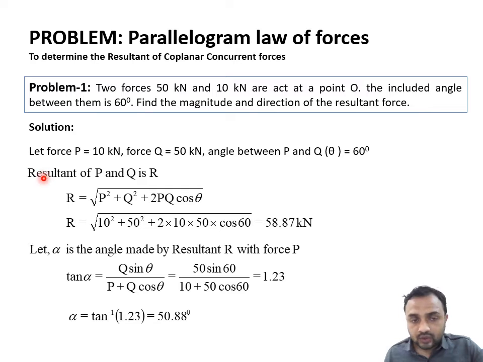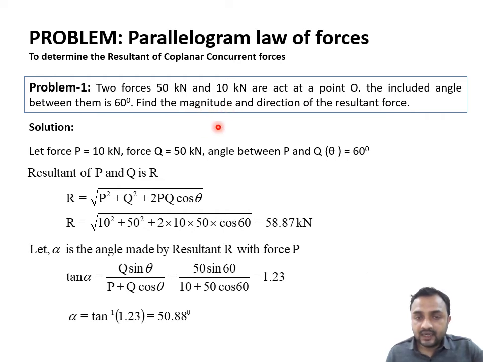Okay. So we know the formula: R, the magnitude of the resultant force, equals the square root of P square plus Q square plus 2PQ cos theta. So R equals, what is the value of P? 10 kilonewton. The value of Q is 50 kilonewton. So 10 square plus 50 square plus 2 into 10 into 50 into cos theta. What is the value of theta? 60 degree, cos 60. If we solve this equation, we find that 58.87 kilonewton is the magnitude of the resultant force. Okay.